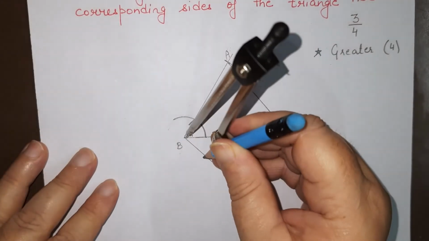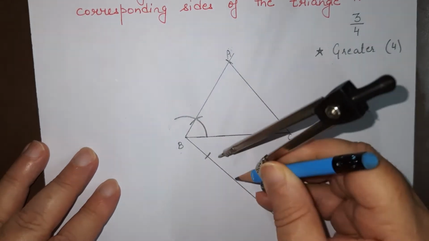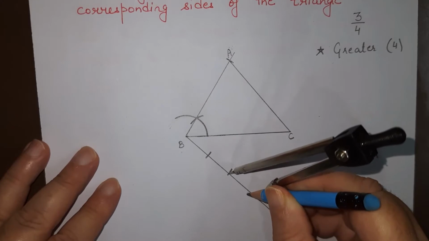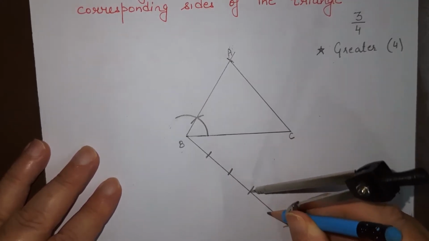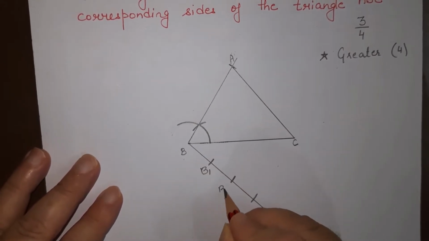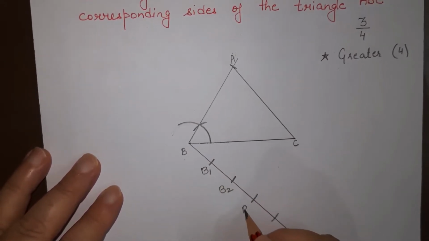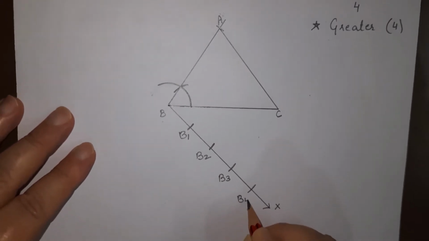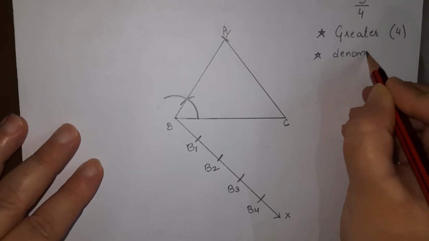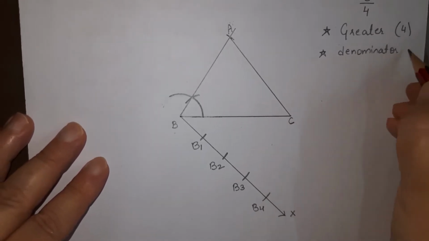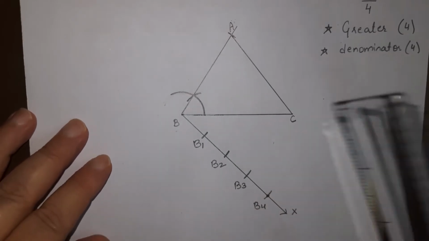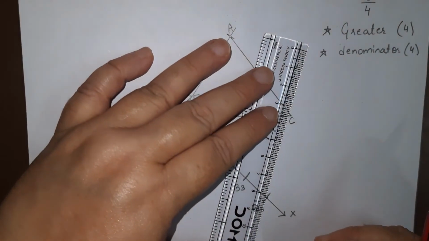So we can do it like this. These are the first 4 points we have to take: 1, 2, 3 and this is 4. Let us name them: this is B1, B2, B3 and B4. Now again you have to see the denominator which is 4 again. So that means this 4th point is to be joined with the vertex C.